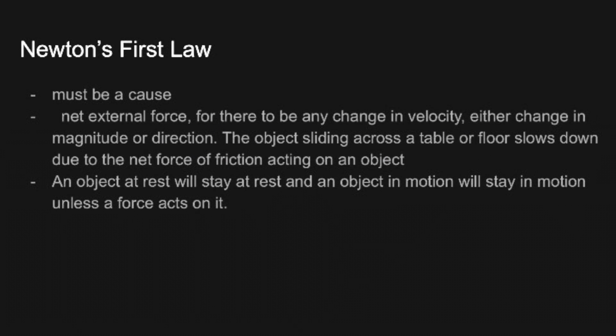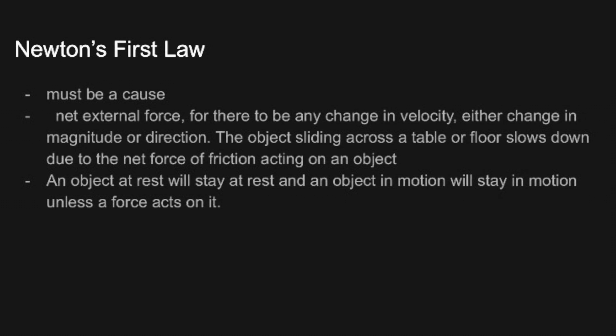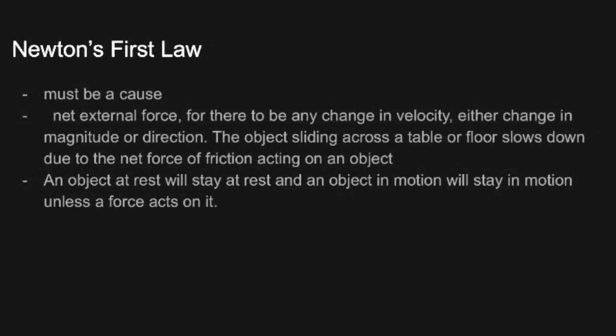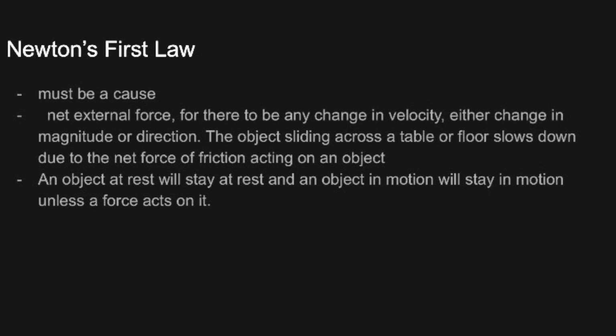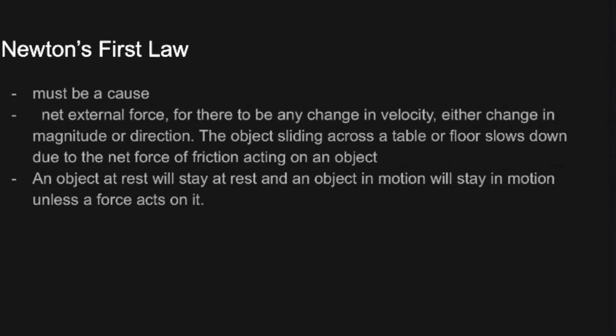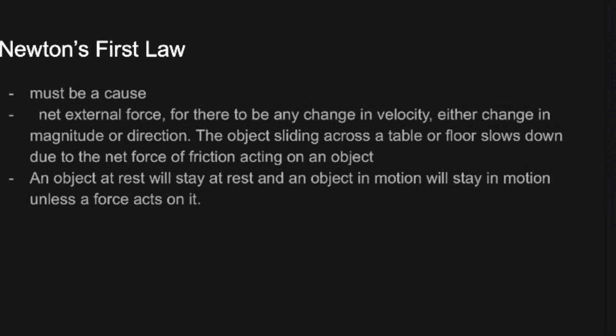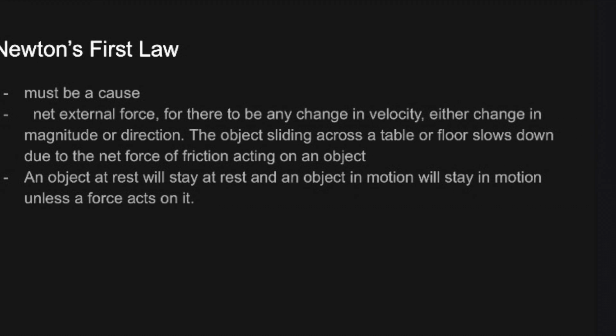...cause in which a net external force is needed for there to be any change in velocity, either a change in magnitude or direction. An object sliding across a table or floor slows down due to the net force of friction acting on the object, which basically means an object at rest will stay at rest, and an object in motion will stay in motion unless a force acts upon it.